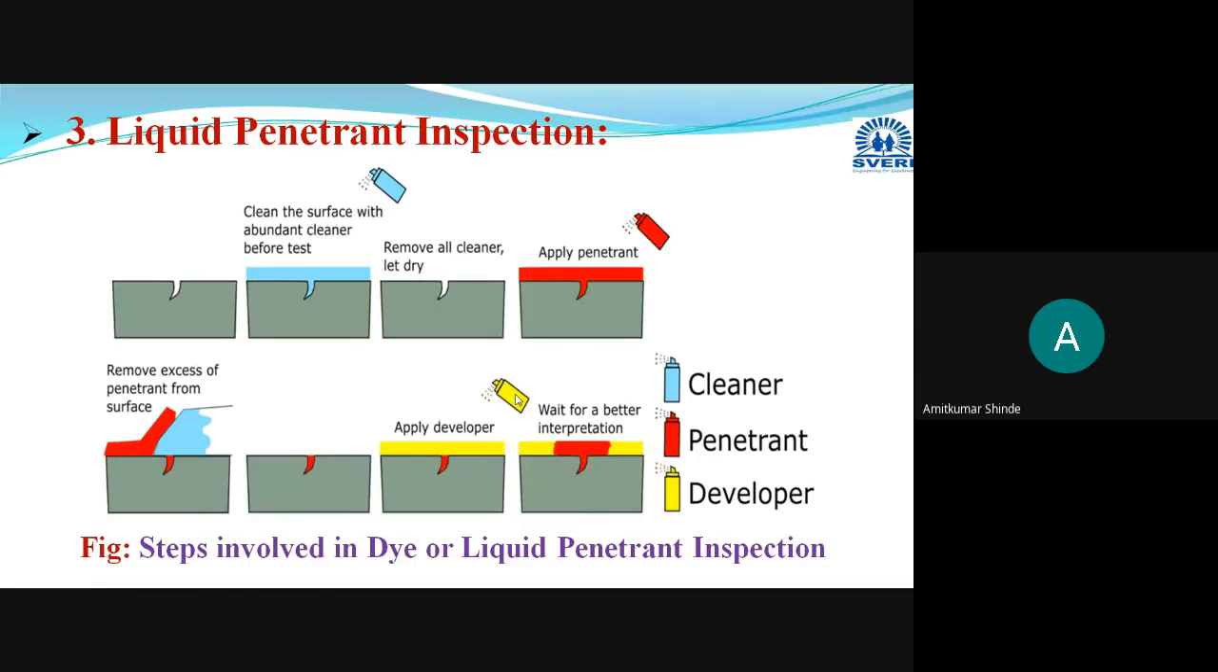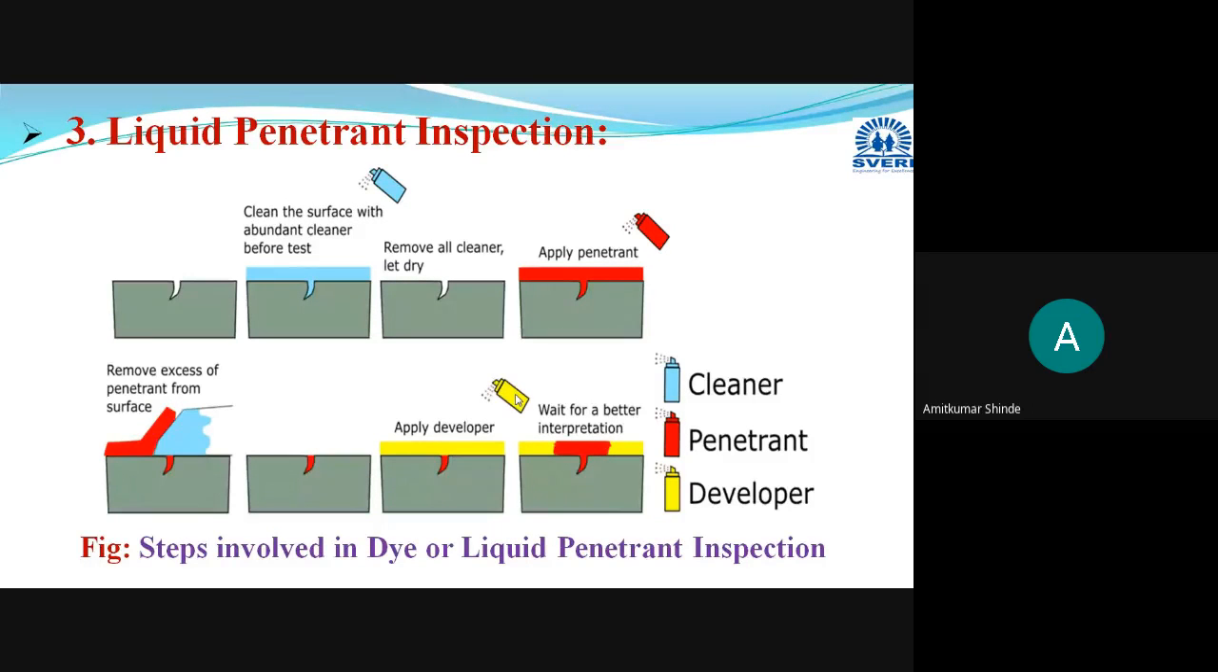Now, in this way, with the help of this liquid penetrant inspection method, we can detect the cracks, porosities, or any kind of defect which is present on the surface of the component. That component may be of ferrous material, or it may be made up of non-ferrous materials, or different kinds of polymers, different types of glass, or different types of ceramic materials. For any kind of material, surface defects can be easily detected with the help of this liquid penetrant or dye penetrant inspection method.